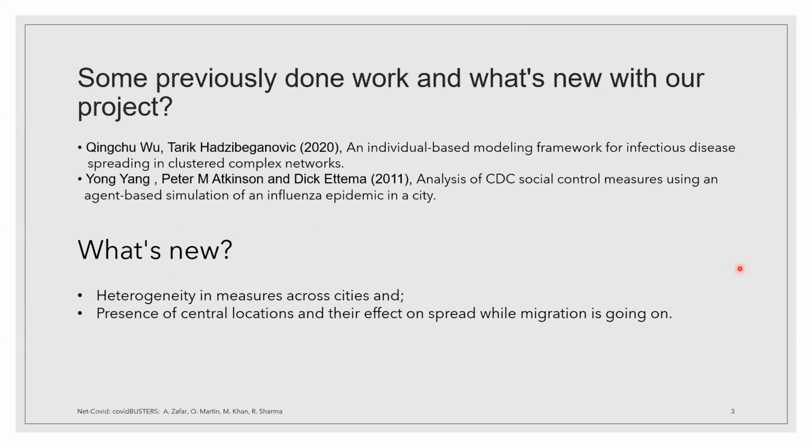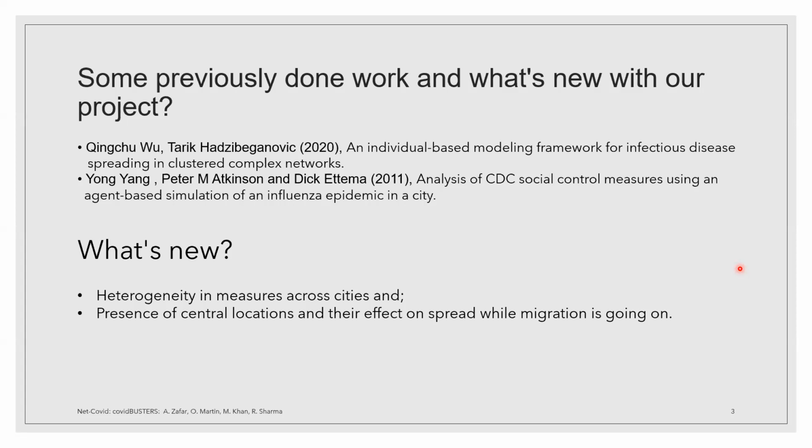So we did some research on the work that has already been done, and we found that the trend was that they have been trying to model the spread either in a region using methods like ABM, or trying to see the effect of heterogeneity in a population. So what we are trying to do in our project is to bring all those things together and see the heterogeneity across cities and the presence of central locations and their effects on spread while migration is going on. So Atif will take this from here.